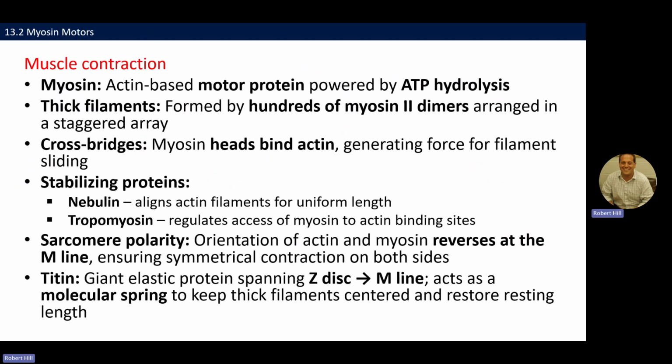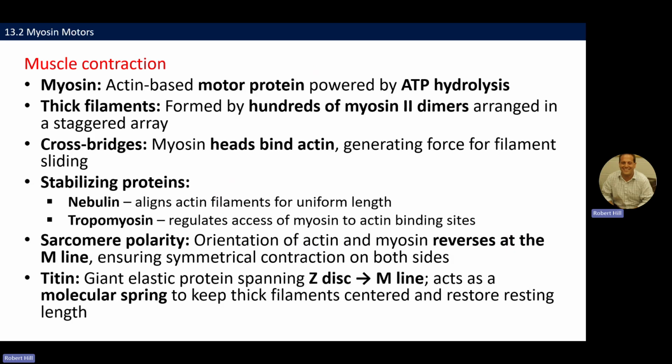All right, so a little more on muscle contraction. Thick and thin filaments, how they're arranged and stabilized within the sarcomere. When you look at the thick filaments, they consist of hundreds of myosin 2 dimers, and they're arranged in a staggered array. The thin filaments are made of actin anchored at Z discs, and then these other important proteins.